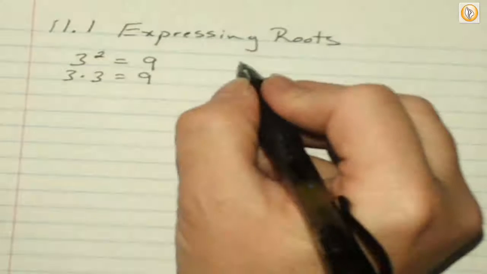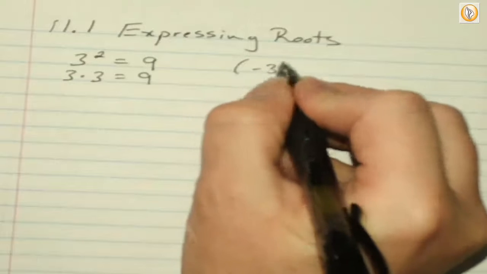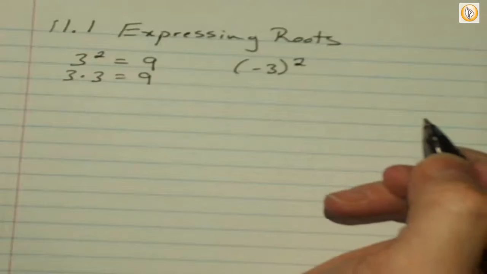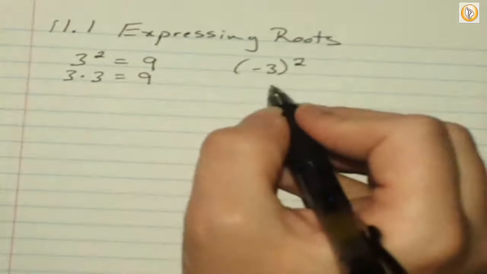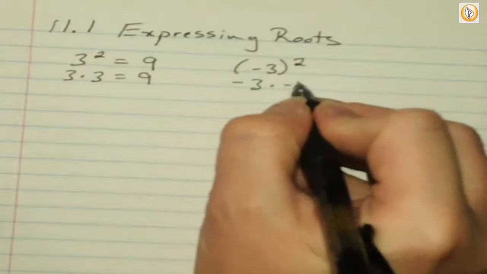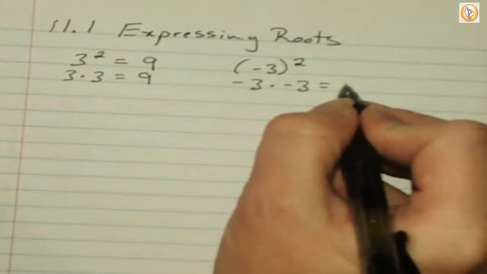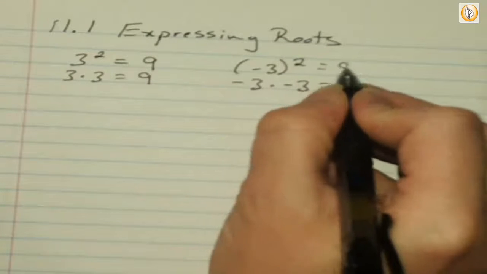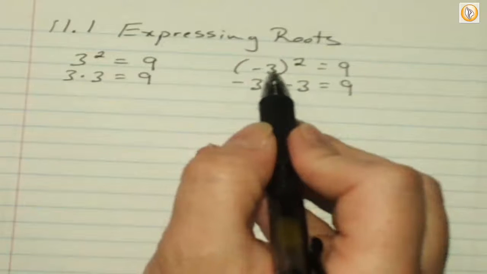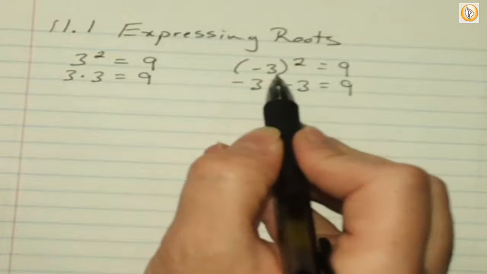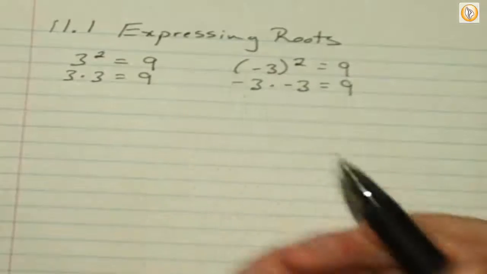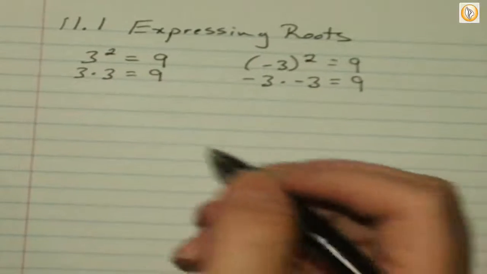Okay. What about if I were to give you -3 times -3? That gives you 9. So, do you see 3 squared and -3 squared, as long as it's in the parentheses, are the same thing? Do y'all see that?